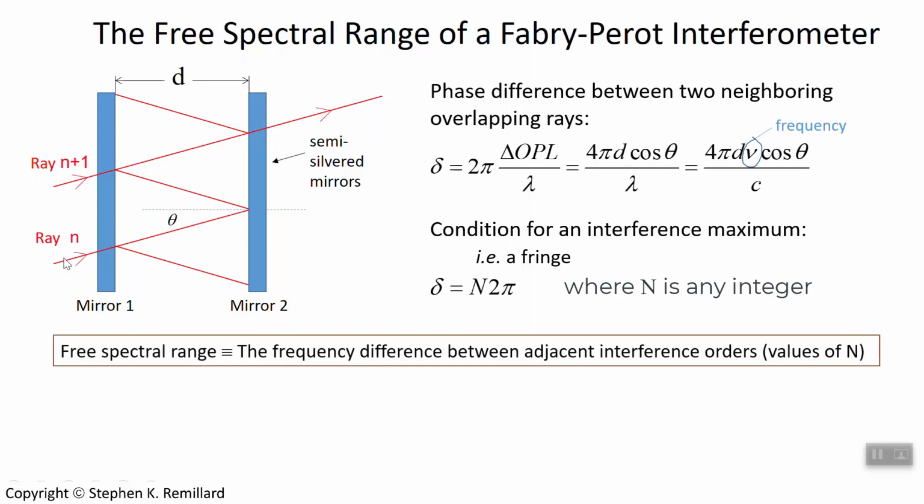So now we can define the free spectral range, which is the frequency difference between adjacent orders of interference. So if I have a bright spot here or a dark spot here or a bright spot here, the frequency difference that induces that is the free spectral range. And n is just an order of interference, and it's going to become unnecessary to even think about very quickly here.